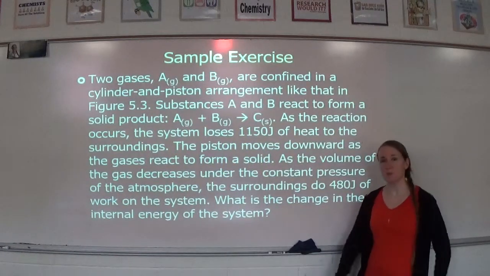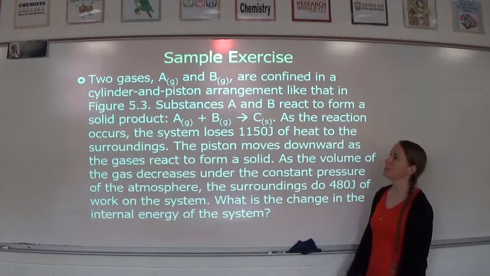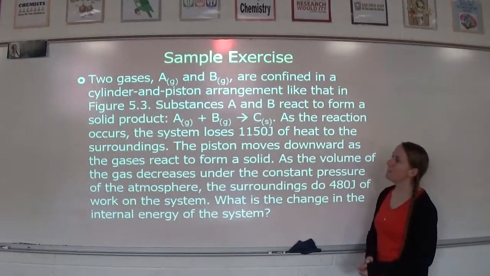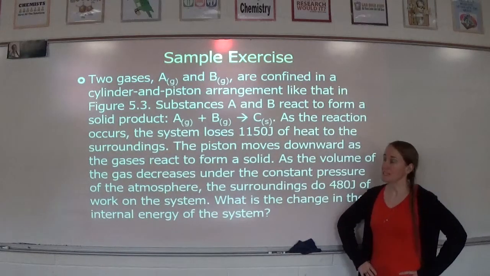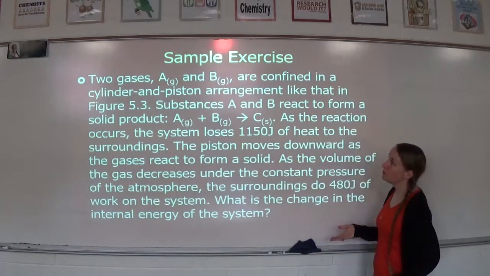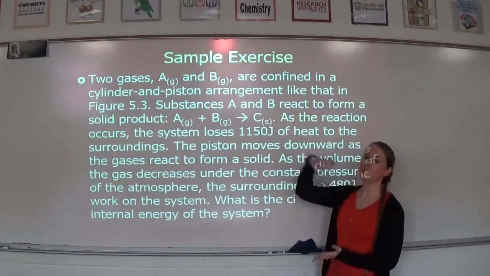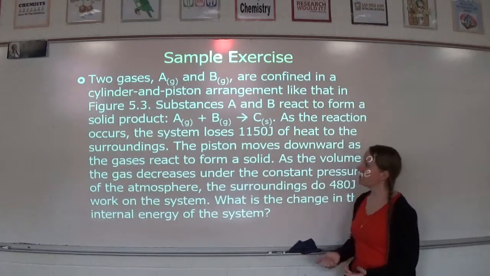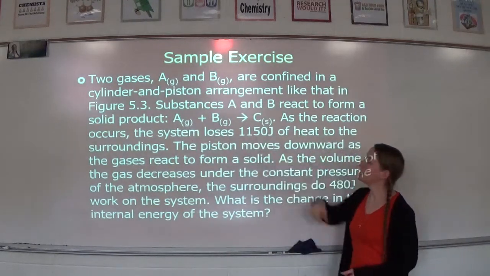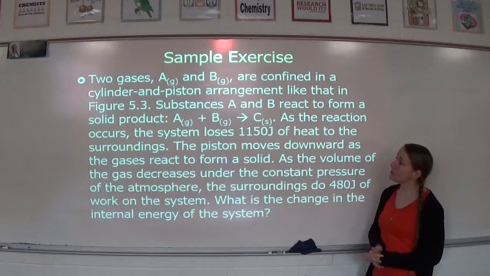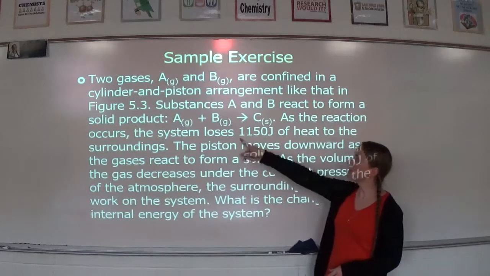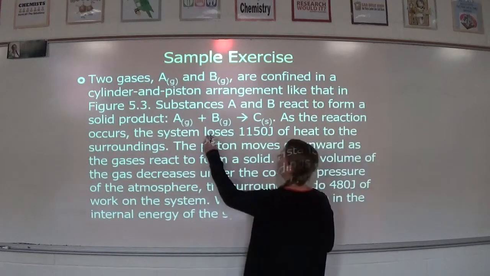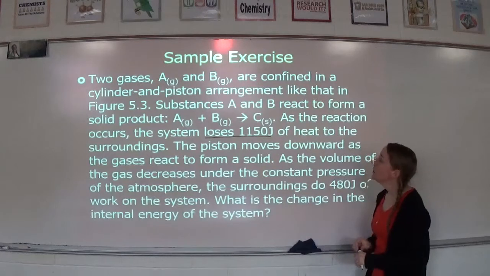This is a super long question with a really simple answer. It says two gases, A and B, are confined in a cylinder and piston arrangement like that in figure 5.3. I don't have figure 5.3 to show you, but clearly it's just a cylinder with the piston and the gases inside. Substances A and B react to form a solid product. So we have gaseous A and B reacting to form solid C. As the reaction occurs, the system loses 1,150 joules of heat. Notice the system loses this much to the surroundings.